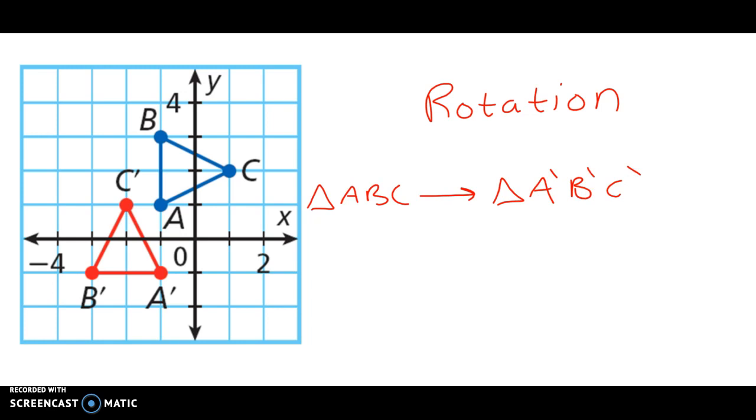Now something cool: to find out how far it rotated, take a point and connect it to the origin, that's (0, 0), and then go from the origin to the image of that point. So what's the image of C? C prime. What is that angle? 90 degrees. Unless stated otherwise, for this class rotations are always counterclockwise. It's just assumed. So if I ask you to rotate something 90 degrees, you rotate it this way. 180 degrees, you rotate it this way. And 270 is a round and a quarter.